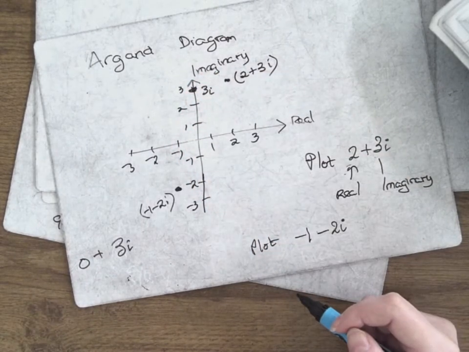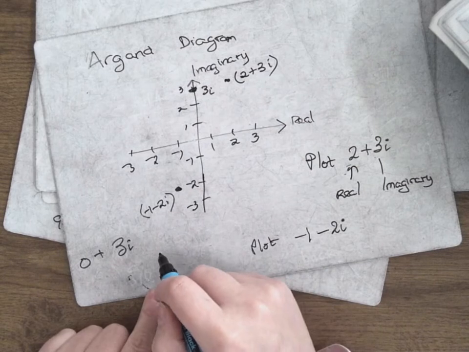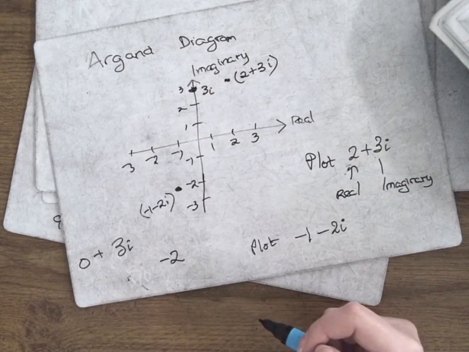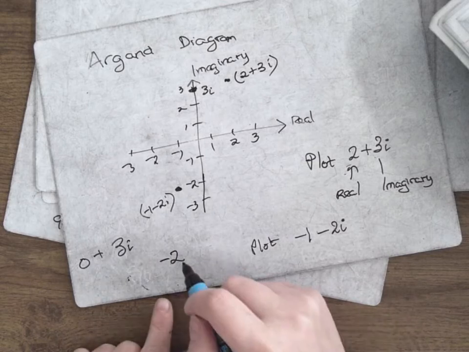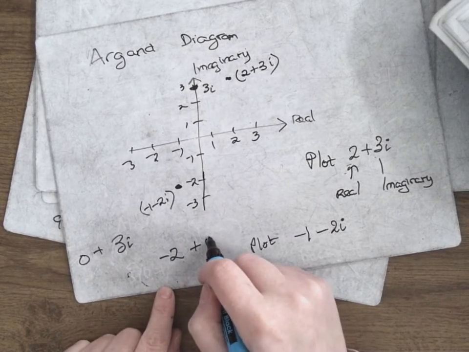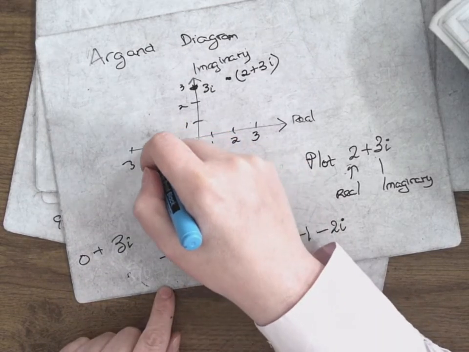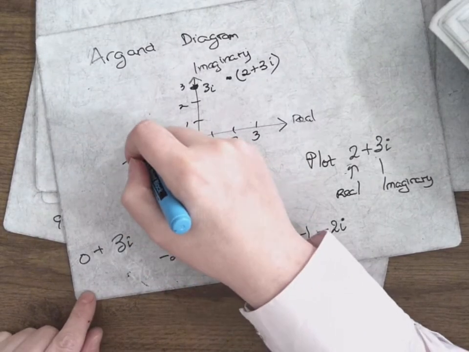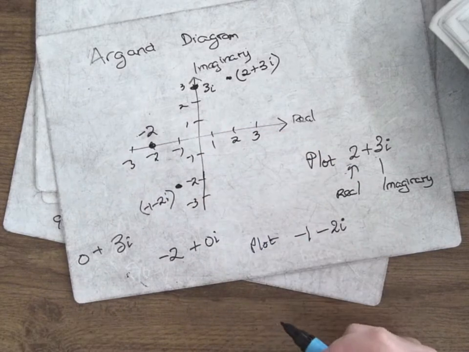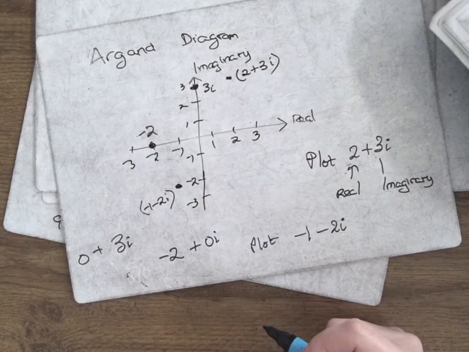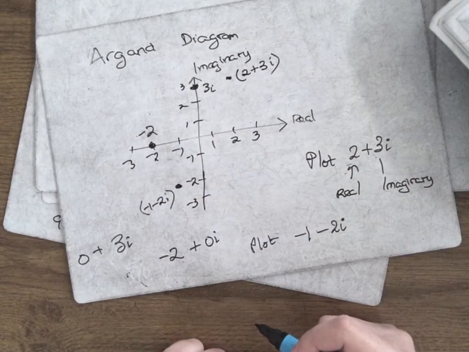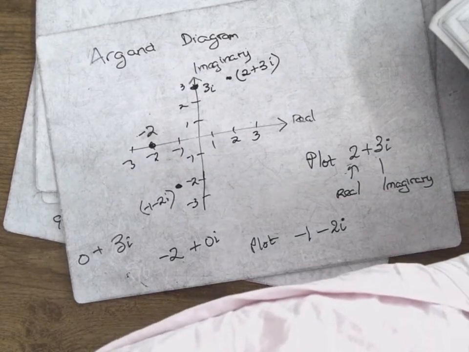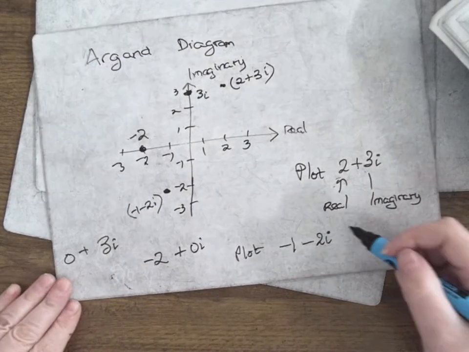Is that okay? What if I was to plot the point minus 2? Minus 2, what's the imaginary part? 0. So that's minus 2 plus 0i. So we go across to minus 2 and up 0. Right? So that's the minus 2. Is that right? Do you think we have it? Right. I'll just do one more.